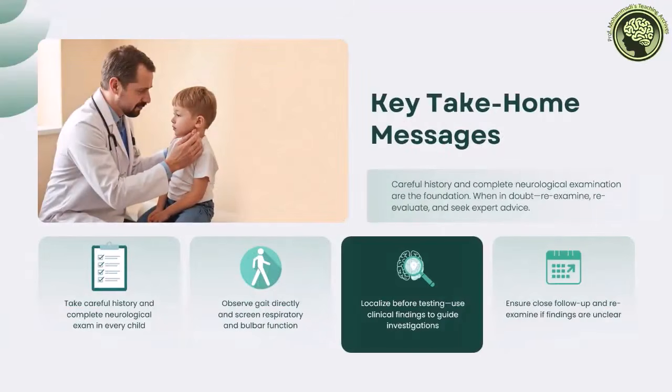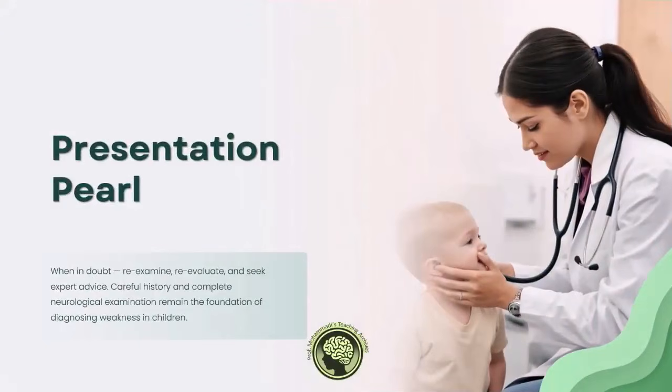The key lessons are straightforward, but clinically important. Take a careful history and perform a complete neurological examination. Observe the child directly rather than relying only on parental descriptions or formal strength testing. Assess gait, functional activities, reflexes, tone, respiratory function, and bulbar function. Localize the problem before selecting investigations and arrange close follow-up when the diagnosis remains uncertain. In pediatric neurology, repeated examination may reveal progression or emerging signs that were not apparent during the first visit. The central clinical pearl is this: when in doubt, re-examine, re-evaluate, and seek expert advice.